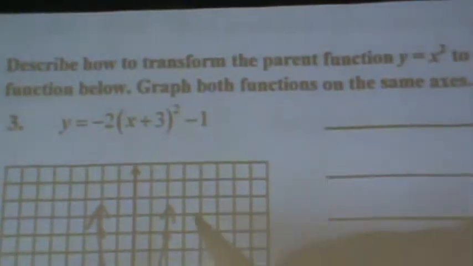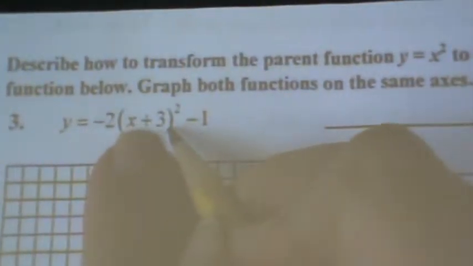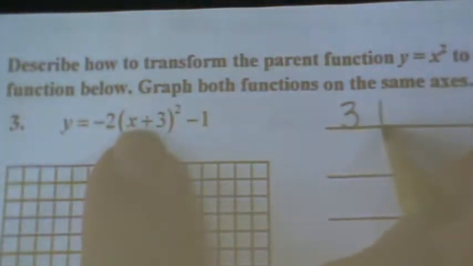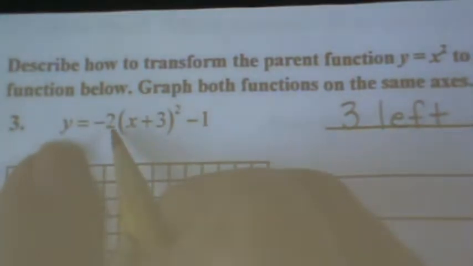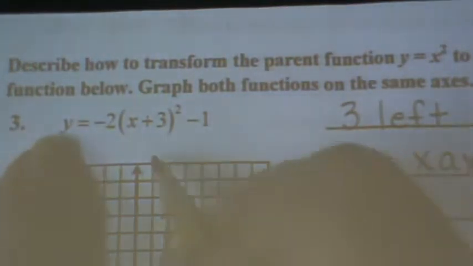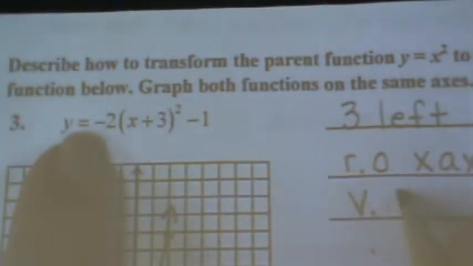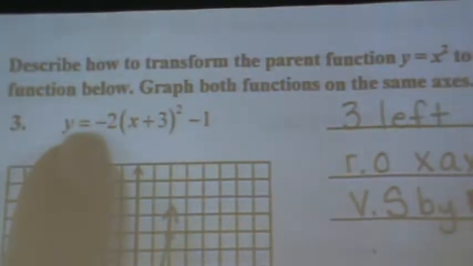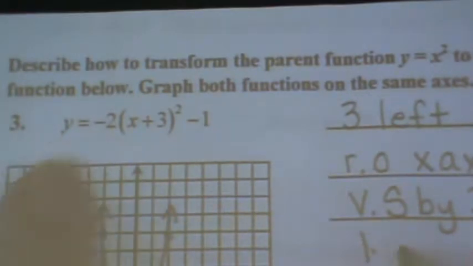Okay? So if you were to sketch this graph of this one, what would you do with the parent function? You would take your x values and you would shift them 3 units left. You would vertically stretch it and flip it over the x-axis. So it's a reflection over the x-axis. And it's a vertical stretch by 2. And then it's 1 unit down.